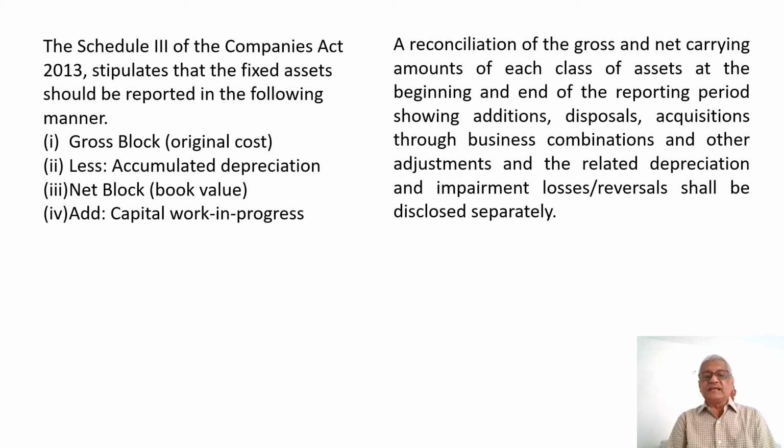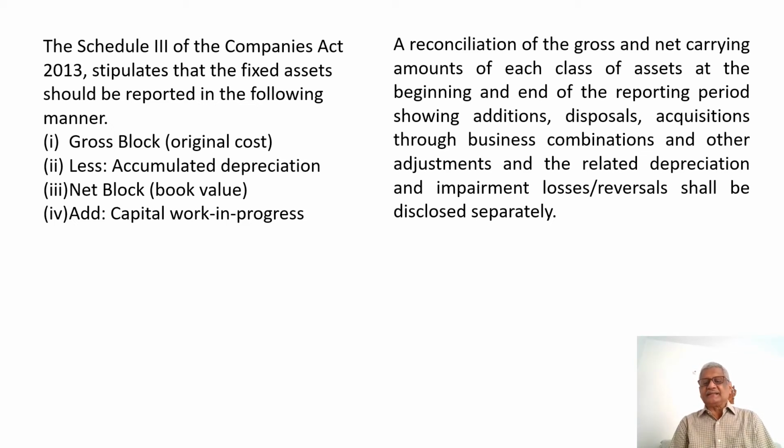Schedule 3 of the Companies Act 2013 stipulates that the fixed assets should be reported in the following manner in the balance sheet prepared by the company: 1. Gross block, 2. Less accumulated depreciation, 3. Net block, 4. Capital work in progress. Gross block means the cost of acquisition.